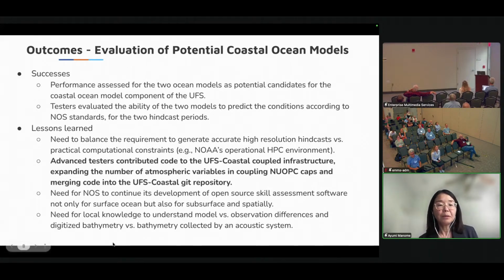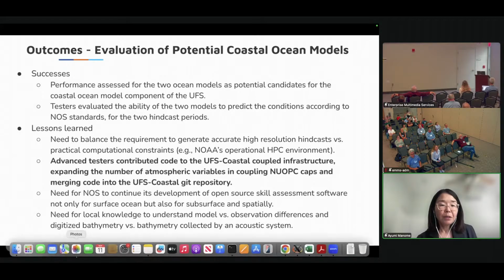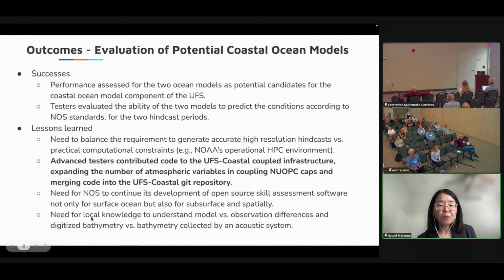Importantly, advanced testers were able to contribute code to the UFS coastal coupled infrastructure by expanding the number of atmospheric variables in coupling, and also merging code into the UFS coastal Git repository. There was a need for NOS to continue its development of open source skill assessment software, not just for surface, but also for subsurface and spatially.